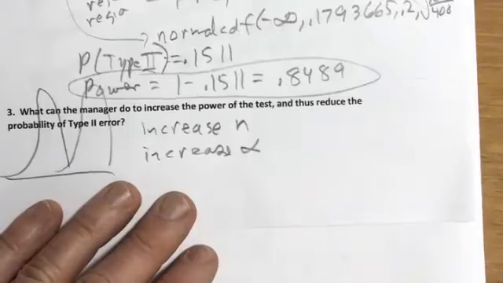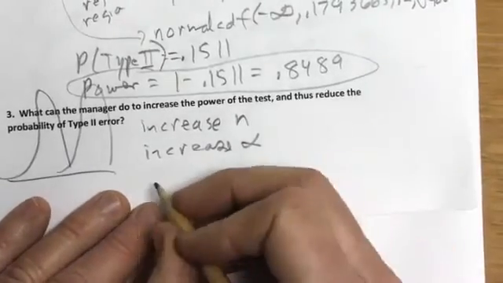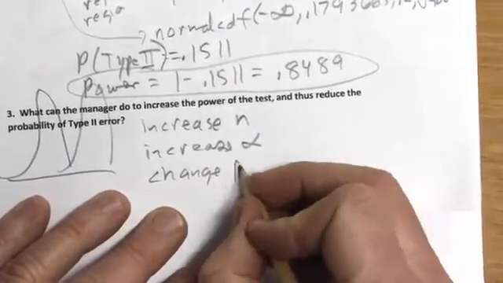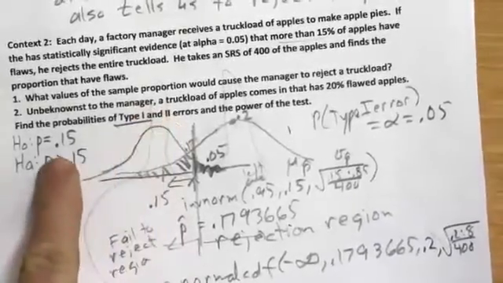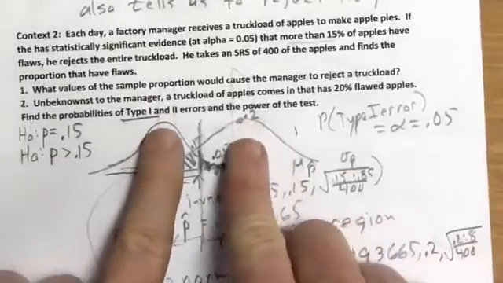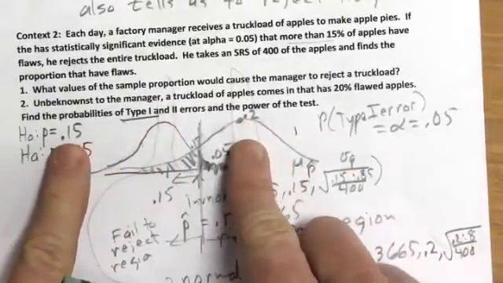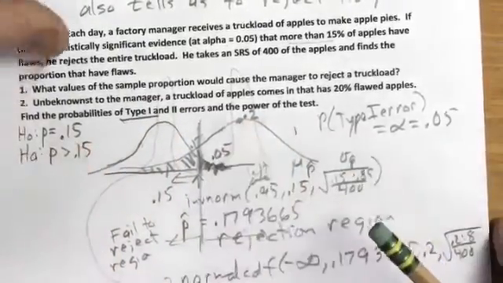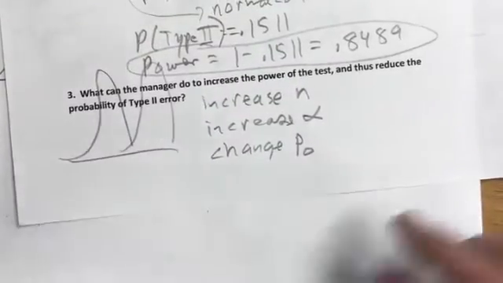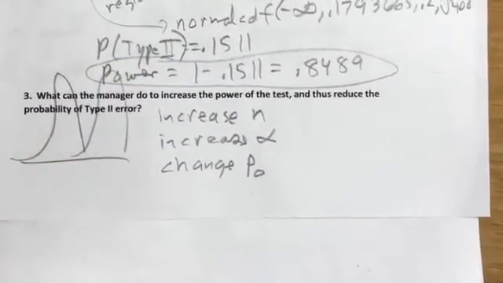So increasing the sample size is very popular. The other thing you could do is change your hypotheses. Change your hypothesized value, your p naught. Like if you moved your p naught down to 10% down here, and you in essence move these curves away from each other, there'd be less overlap, and so that would be less type 2 error and more power. So that's it. That's your little thing for today.